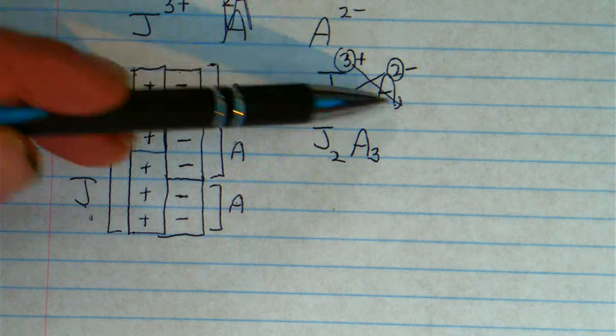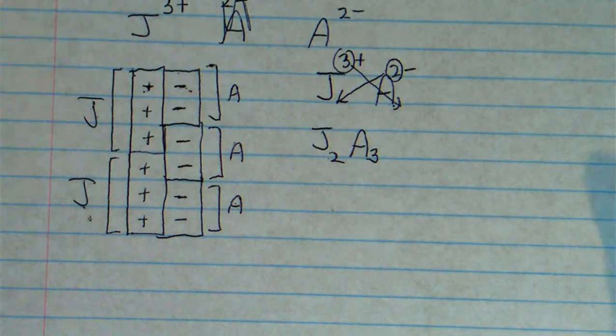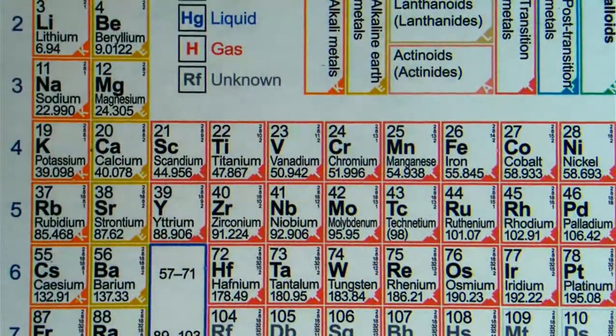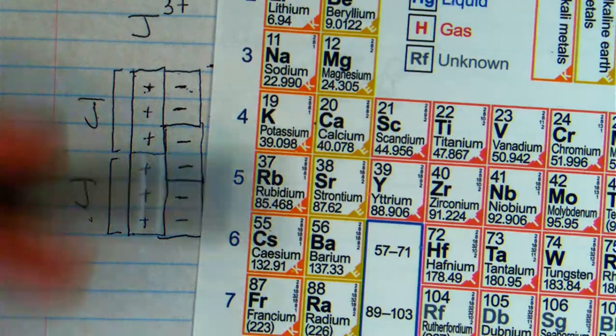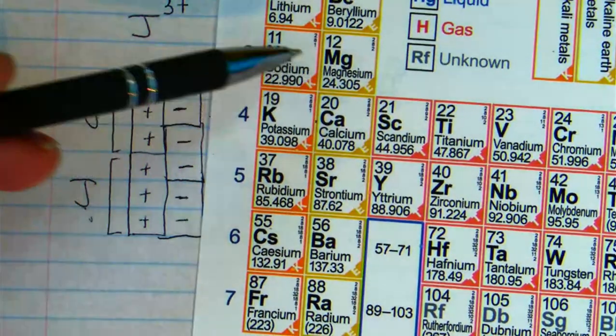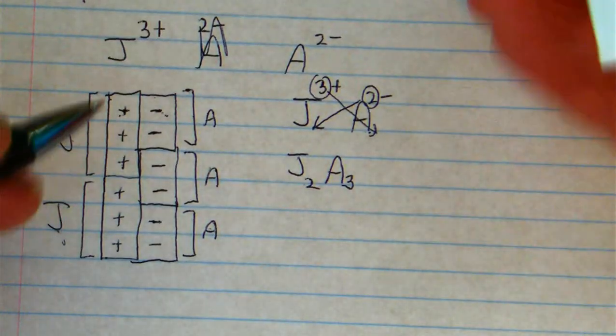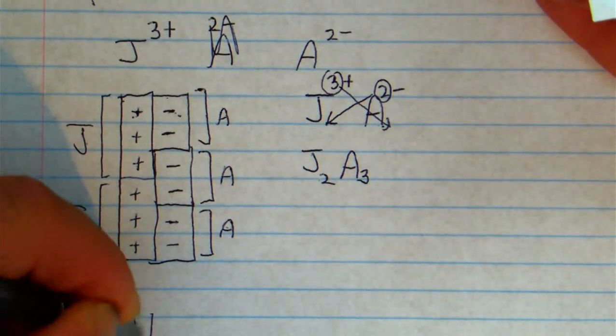Get it? So when I say crisscross, that's what I'm talking about. Now, let's do an example from the periodic table. I will randomly pick magnesium. Magnesium is always going to be a 2 plus without any questions about it.